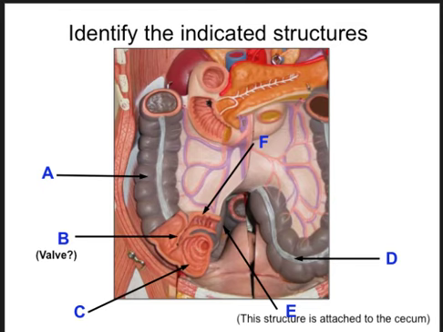A is pointing to the ascending colon. B is pointing to the ileocecal valve, okay? And that is the doorway from the small into the large intestine. C is pointing to the cecum, this little pouch down here. D is pointing to the teniae coli, this little strap of tissue that produces the haustra. E is pointing to the appendix, this little finger-like projection tucked back here. And then F is pointing to the ileum, the last portion of the small intestine that joins up with the cecum at the ileocecal valve.